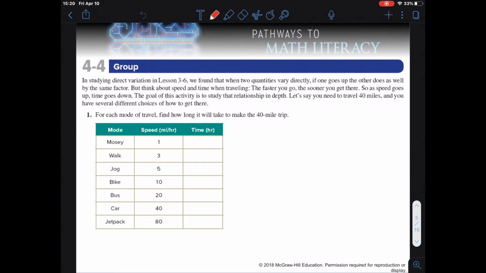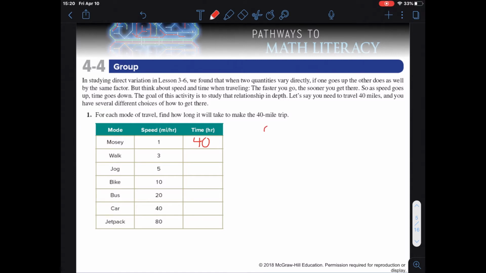And if we just mosey down the road, we're going to go 1 mile per hour. We've got to go 40 miles. So it's going to take me 40 hours to make this trip. Now, if I start walking at a quicker pace, I can go 3 miles per hour. And I want to go 40 miles.